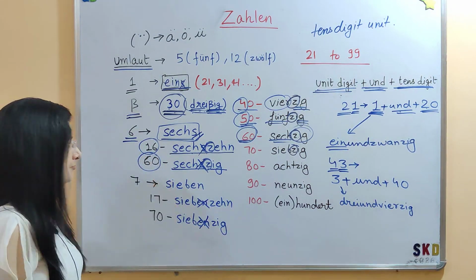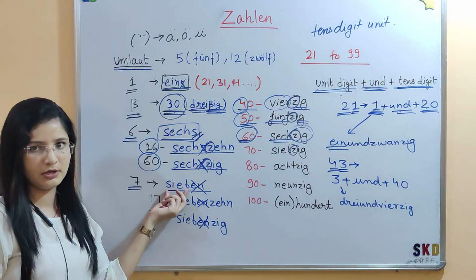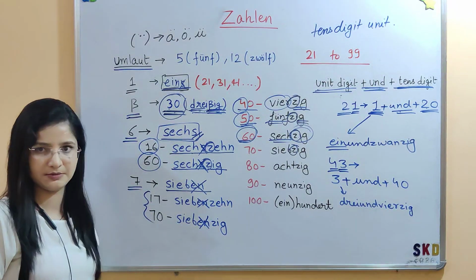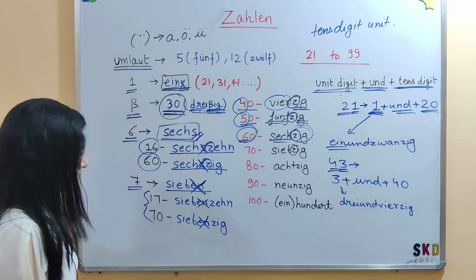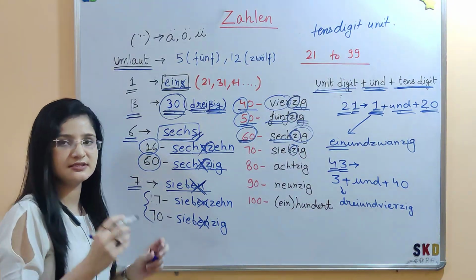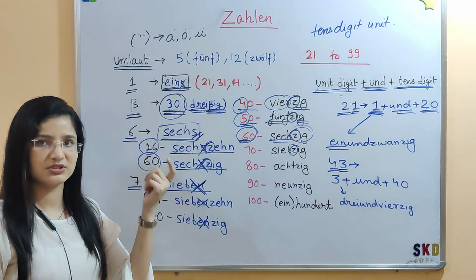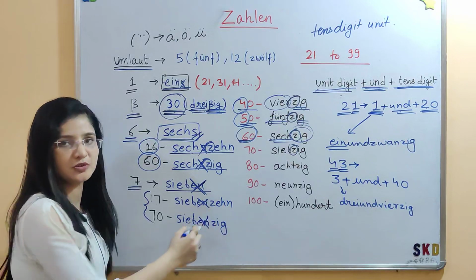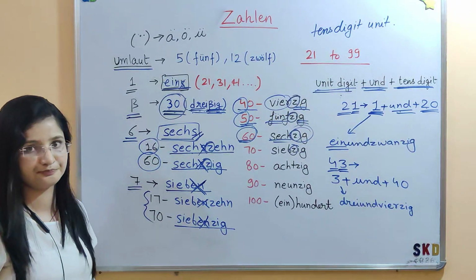Now 7, sieben. This en of sieben will be there everywhere else except in 17 and 70. In 17 and 70, this en will not be there. It should be 17 is 7 plus 10, unit digit and tens digit. So 7 plus 10, but this en will not be there. So it is siebzehn. Similarly in 70, siebzig.